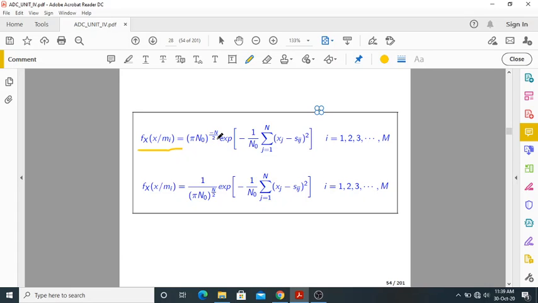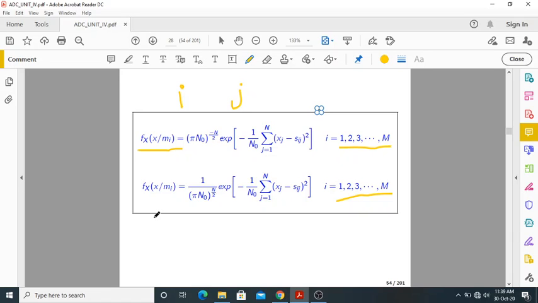Expectation of e power minus 1 by N naught summation j equal to 1 to n, (xj minus sij) whole square. i varies from 1 to m. What are these 1 to m? They are the number of symbols that we are transmitting. Always remember, i means which symbol is transmitted, j means which element is received. i varies from 1 to m, j varies from 1 to capital N.